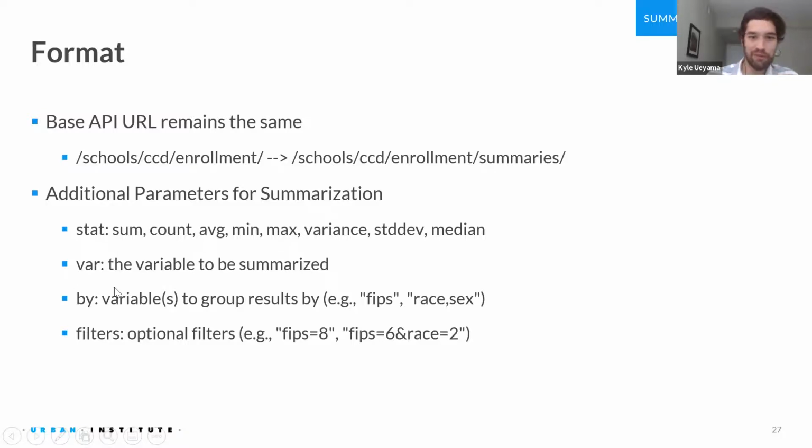By, this is the variable, or it could be multiple variables, that you want to group your results by. So you may want enrollment numbers by FIPS code, or maybe you want them by race and sex. And so that's just going to be a comma separated race, comma sex as an argument. And finally, filters. This is how you want to filter down the data set before doing that type of summary. So say you were only interested in, I think that's Colorado, you could say, I only want these results where FIPS code equals 8, or maybe you want to filter it down. I want this for where FIPS code equals 6 and the race code equals 2. And that can be done as well with this parameter.